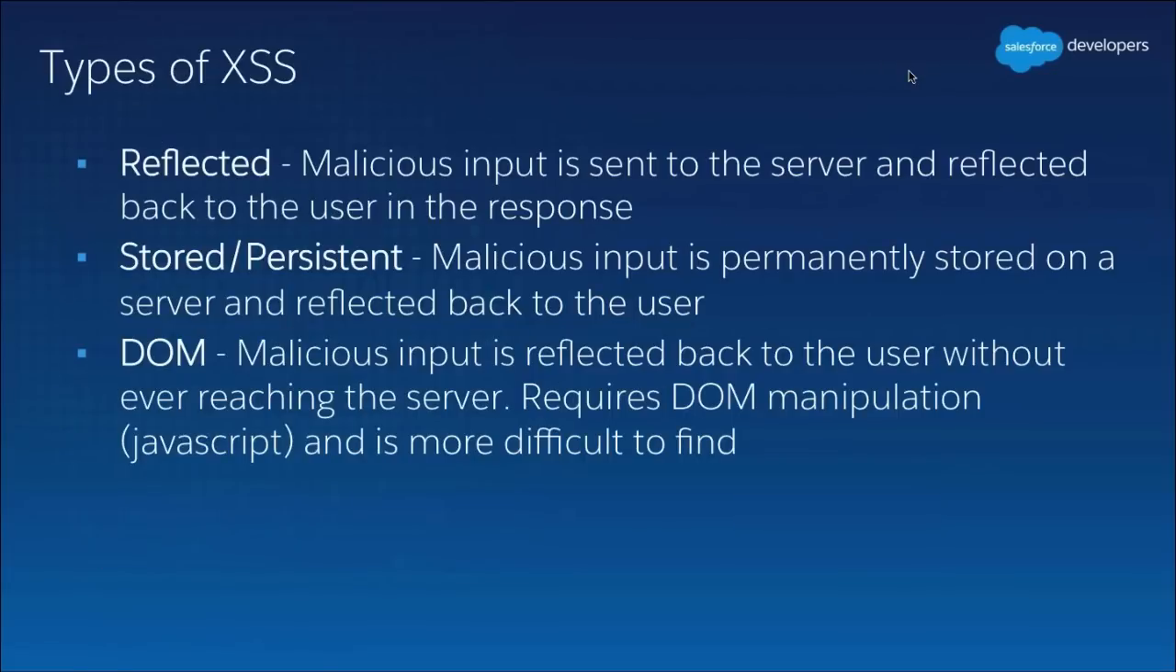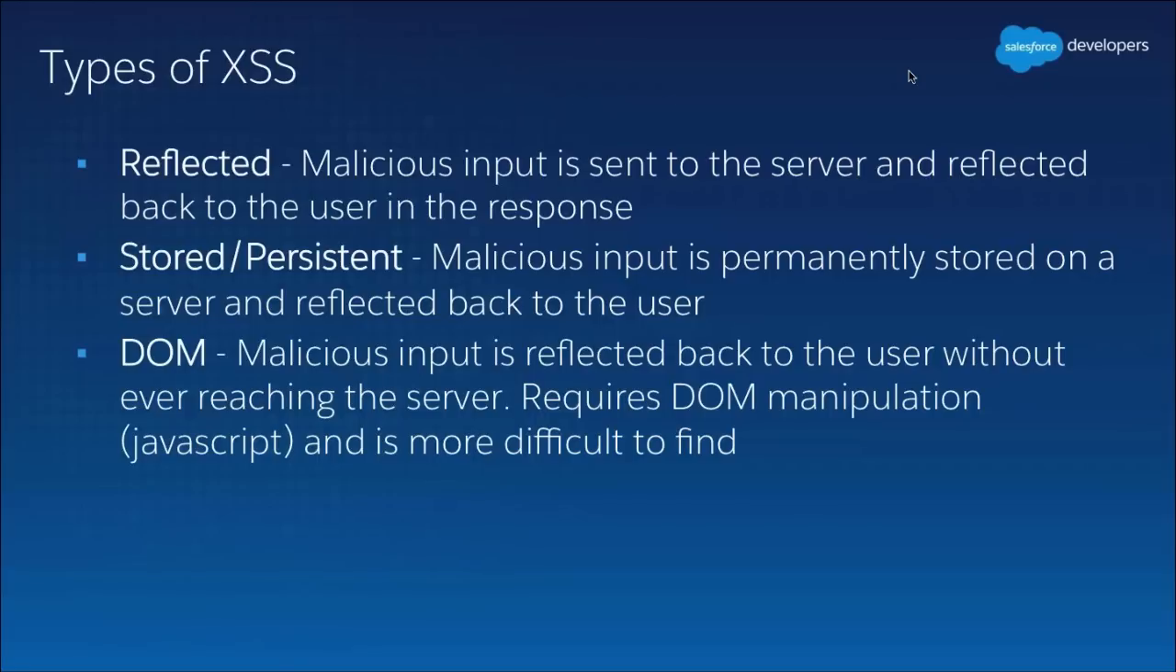Like we mentioned earlier, there are three types of XSS. First, there is reflected. It's the most simple, like the example that we just went over. Malicious input is sent to the server and reflected back to the user in the response. Usually, this is a one-step process. You put your XSS payload in the request, and immediately the server takes the input and reflects it back onto the page.